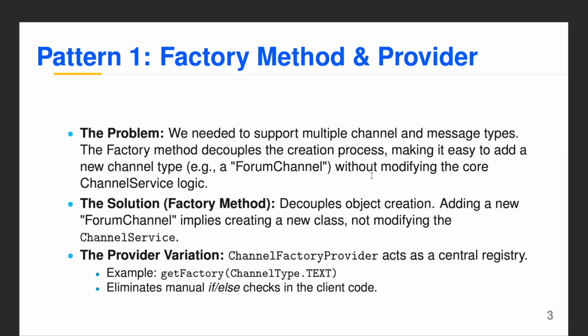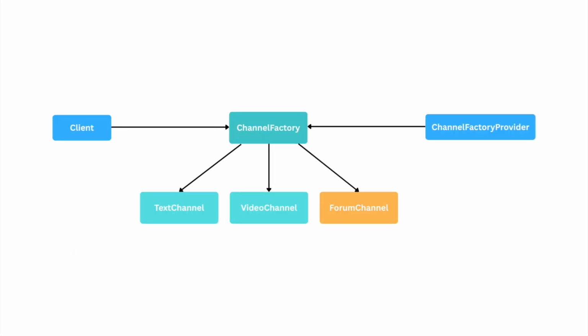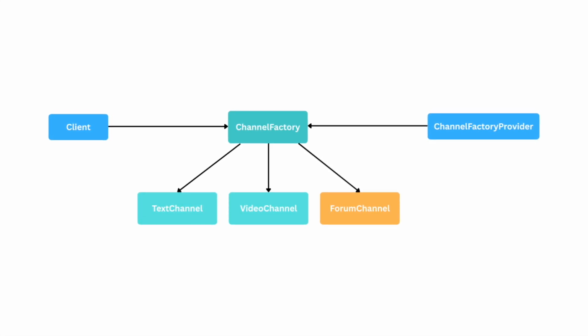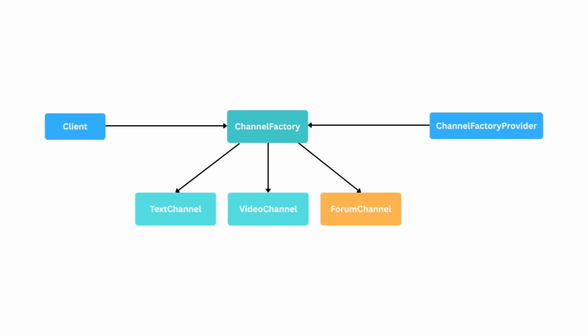First up is the factory pattern. In a chat app, we have many types of channels. Text, voice, maybe forums in the future. Instead of scattering new text channel calls everywhere, we delegate this to a factory.